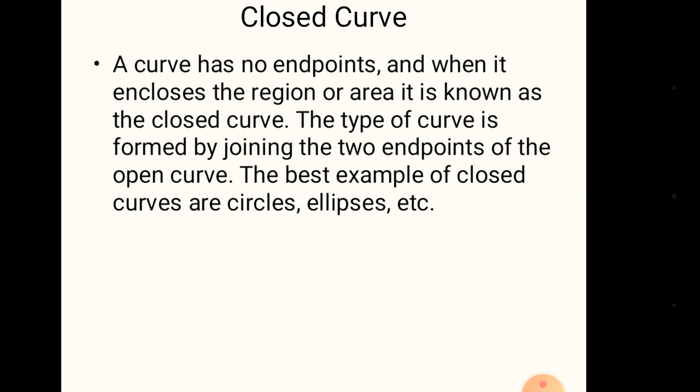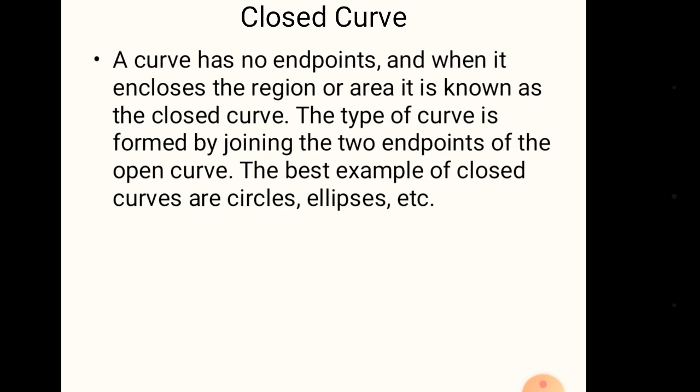Now moving ahead to the closed curve. Just opposite of an open curve is a closed curve. A closed curve has no endpoints, and when it encloses a region or area, it is known as a closed curve. This type of curve is formed by joining the two endpoints of an open curve. The best examples of closed curves are circles, ellipses, etc.